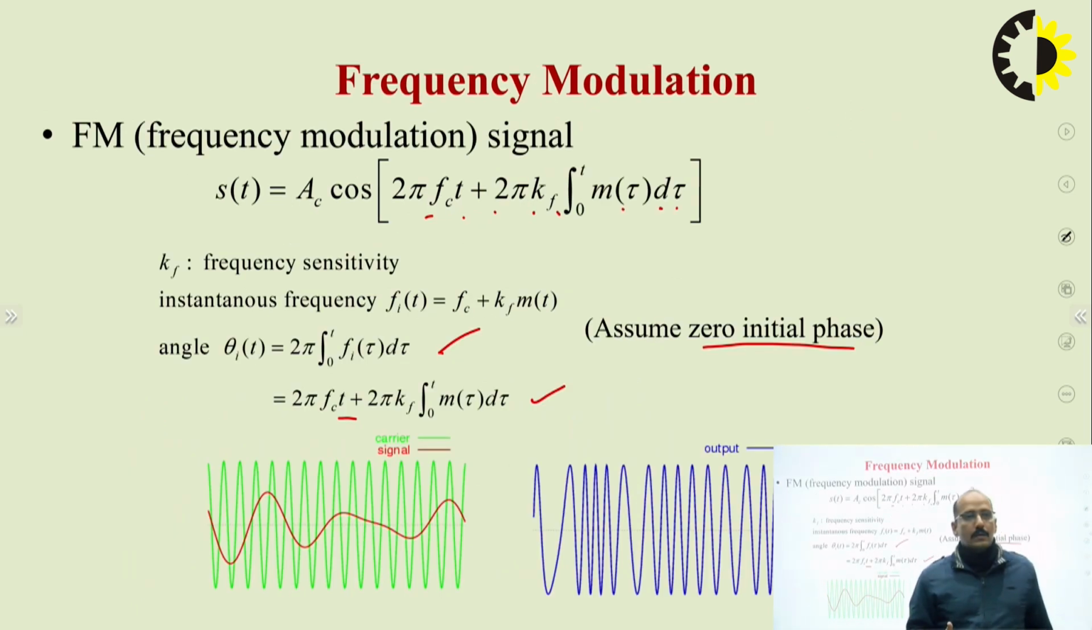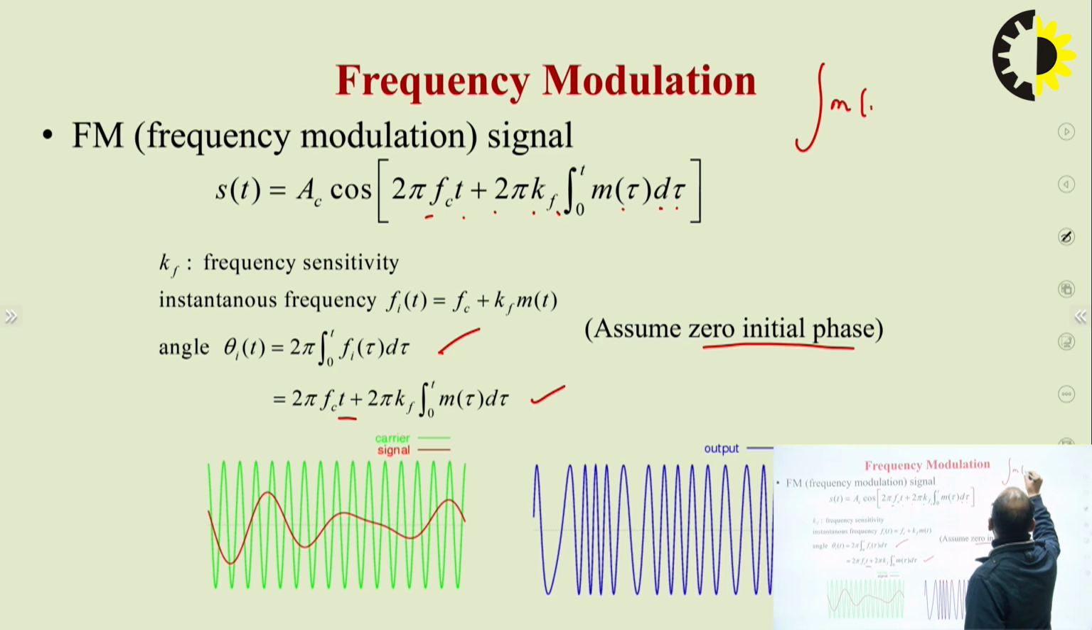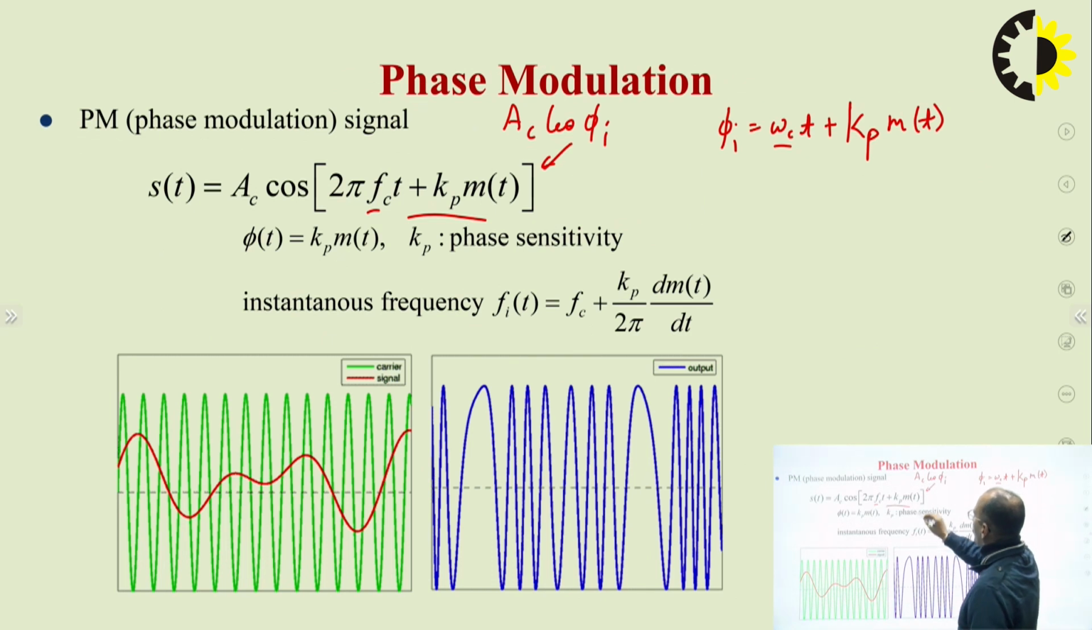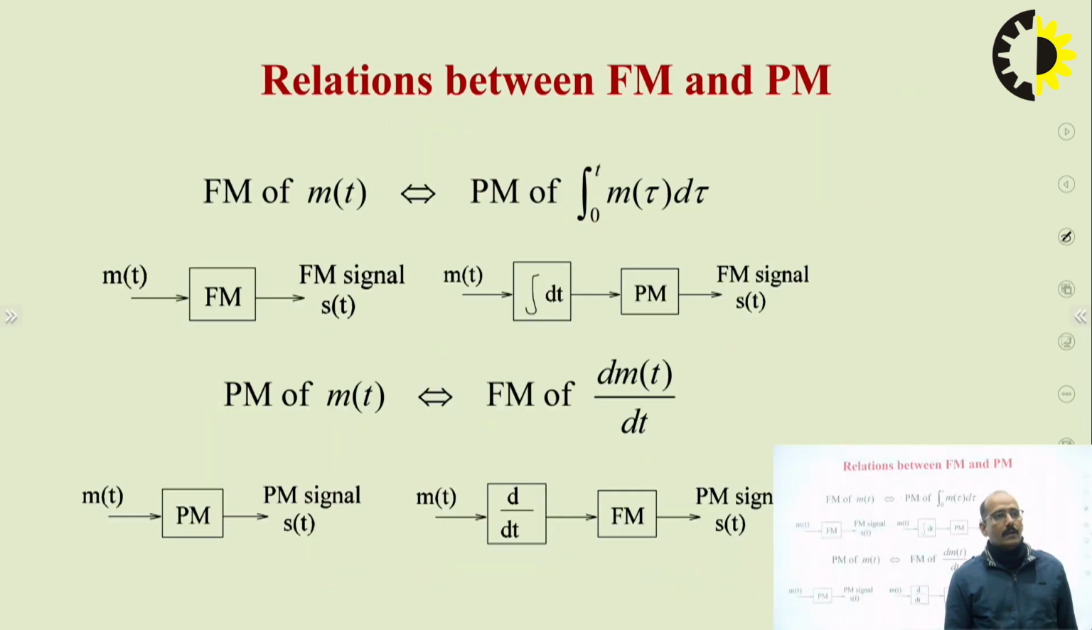So when we compare these two parts, you can easily understand one point. In frequency modulation, we are taking the integral part of the message signal, whereas in phase modulation we are directly taking the message signal. Here you can see that this is the integral part, whereas in the phase there is no integration. So here we get a relationship between FM and PM. That relationship shows that we can get the frequency modulated signal by using a phase modulator, or we can get a phase modulated signal by using a frequency modulator.